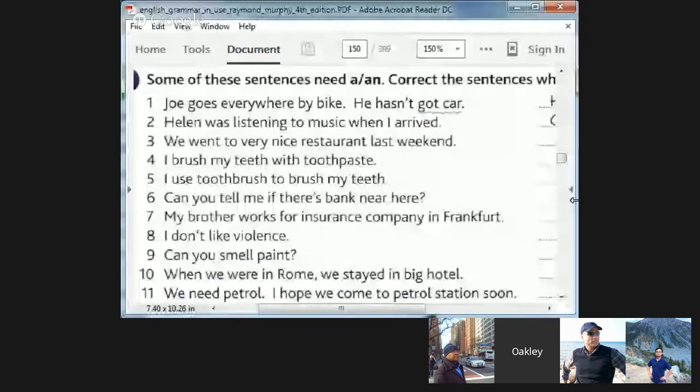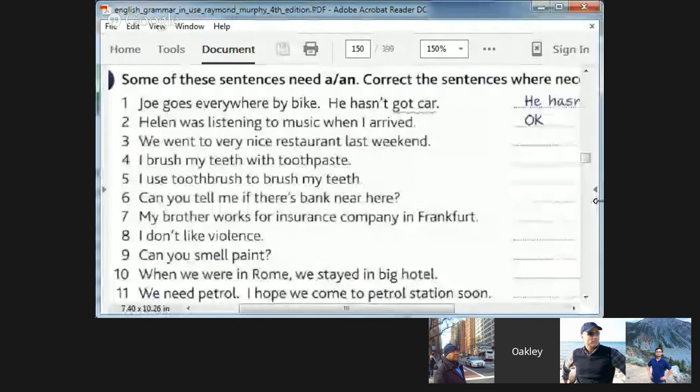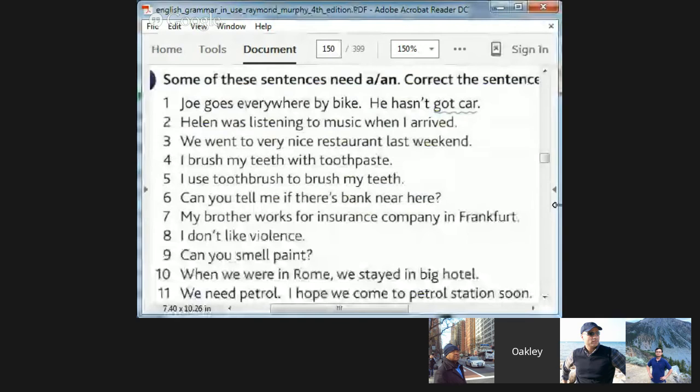Let's see if you guys get the idea here. What we're going to do is look at these sentences and correct them if they need to be corrected. Some of the sentences are correct already. So what I would like you to do is simply read the sentence and tell me if it needs to be corrected and how.